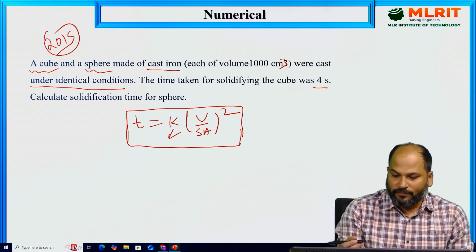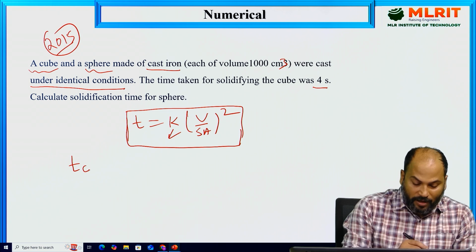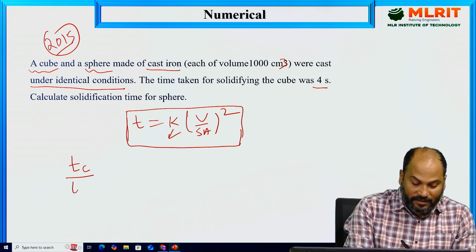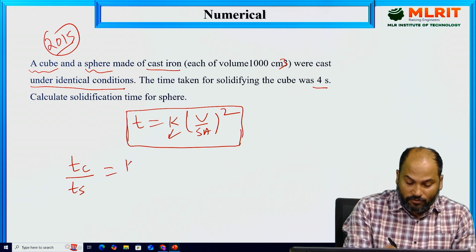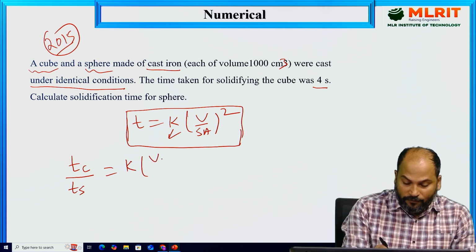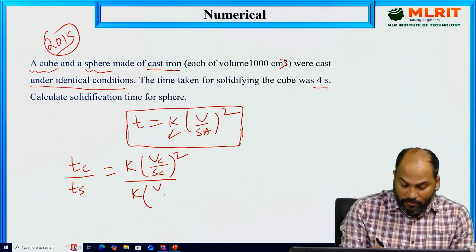So what we are doing, we'll take the formula, T is equal to... So if we are taking the solidification time of the cube, I am writing Tc, and the solidification time for a sphere we are writing Ts, that will be equal to constant k times the volume of the cube upon the surface area of the cube, whole square, divided by constant k times the volume of the sphere divided by the surface area of the sphere, and whole square of this one.